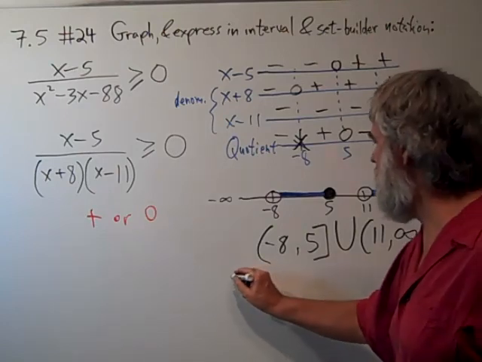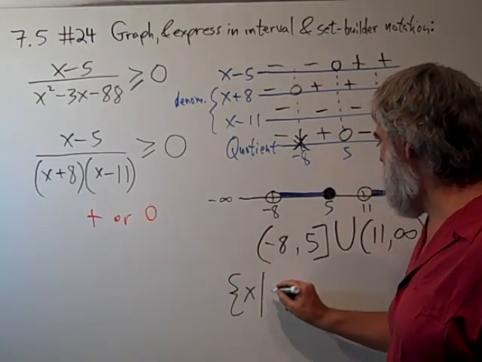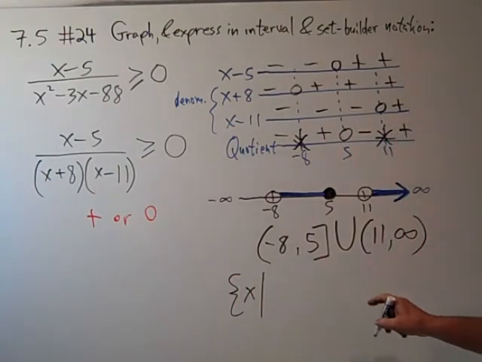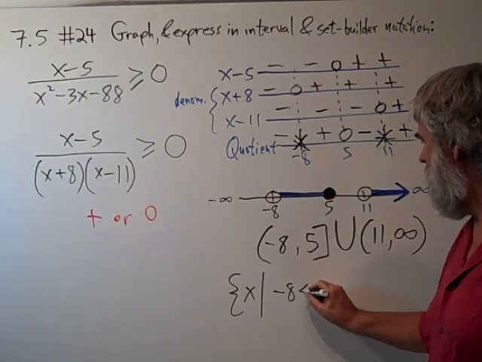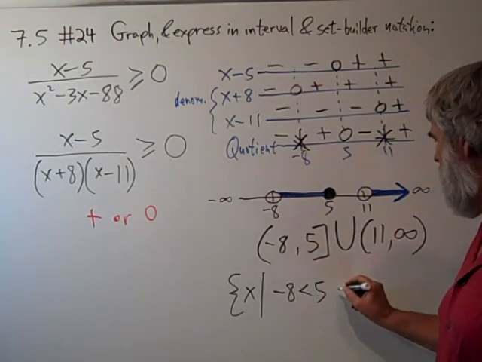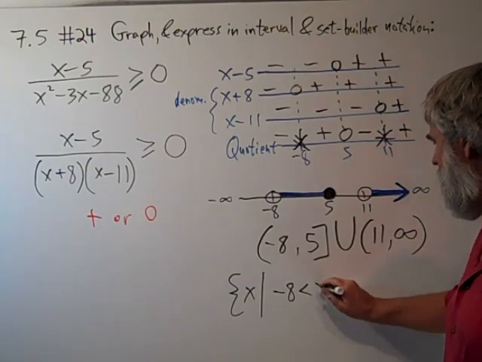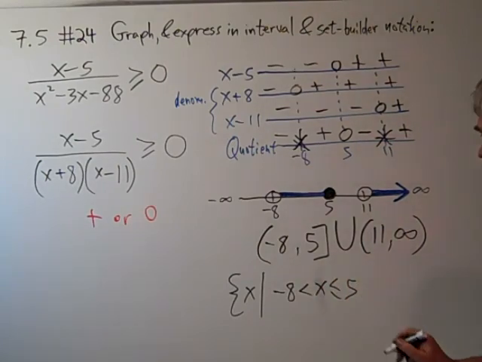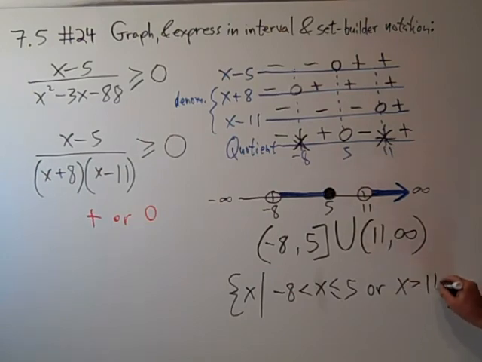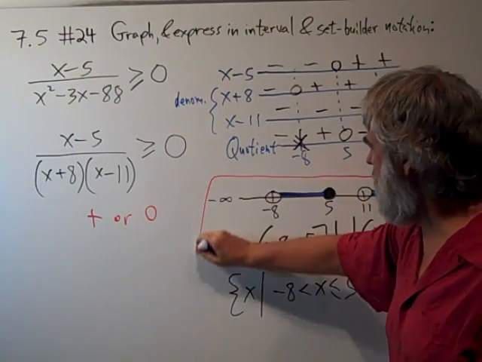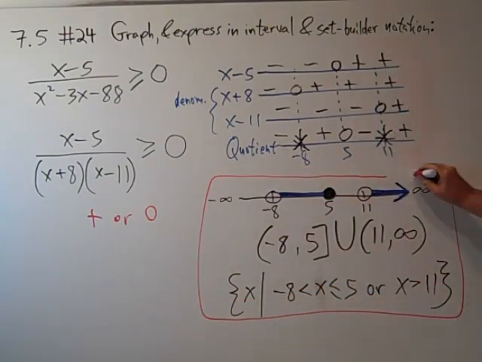And in set builder notation, the set of all x such that x is between negative 8 and 5, including the 5, or x is bigger than 11. So these are three ways of expressing the solution set to this rational inequality.